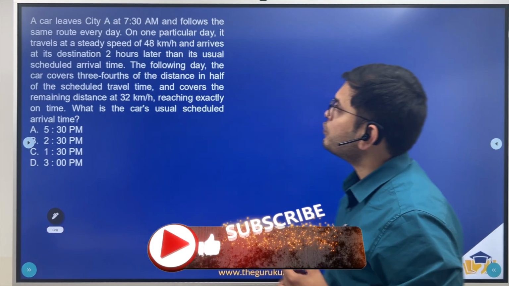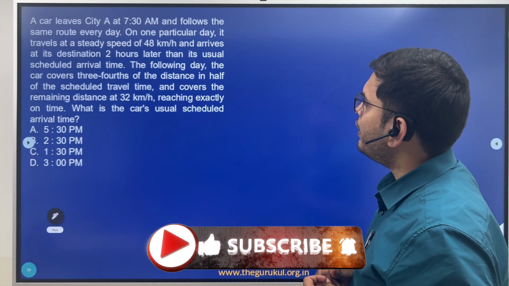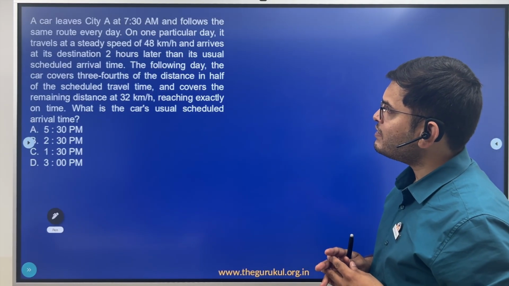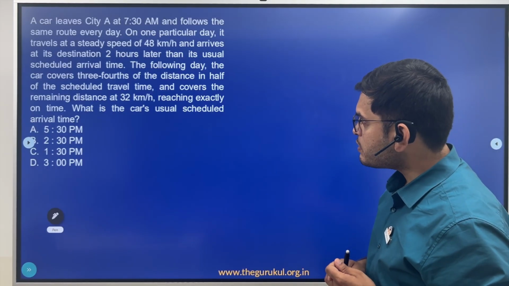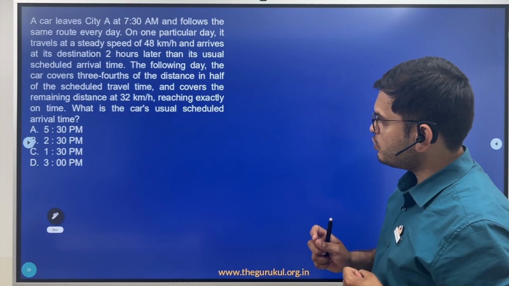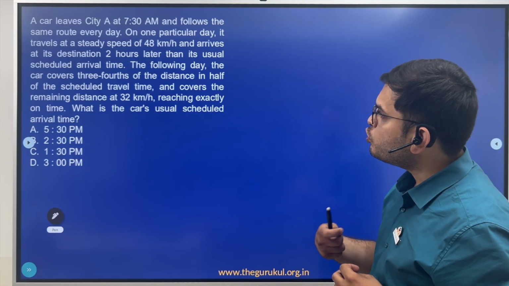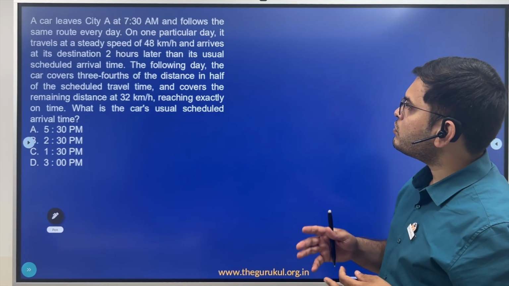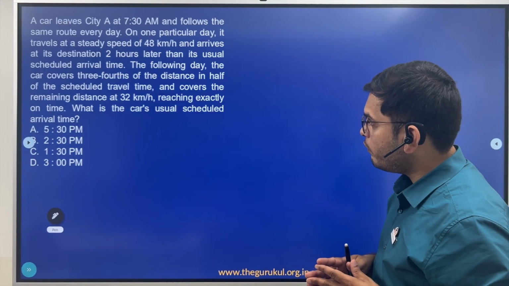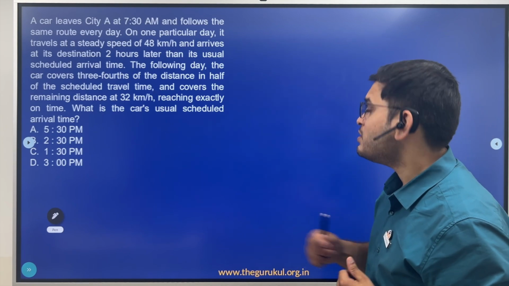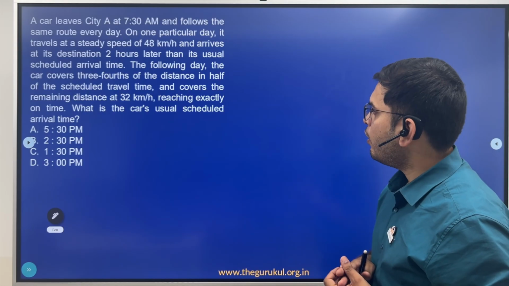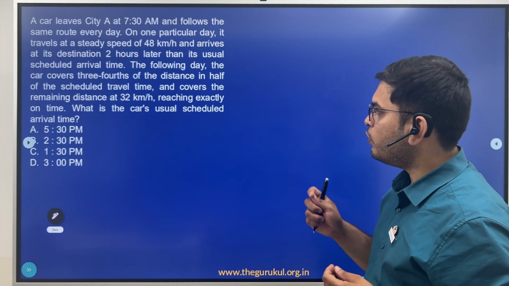Now coming to the second question. A car leaves city at 7:30 am and follows the same route every day. On one particular day, it travels at a steady speed of 48 kilometers per hour and arrives at its destination 2 hours later than its usual scheduled arrival time. The following day, the car covers 3/4 of the distance in half of the scheduled travel time and covers the remaining distance at 32 kilometers per hour, reaching exactly on time. What is the car's usual scheduled arrival time?